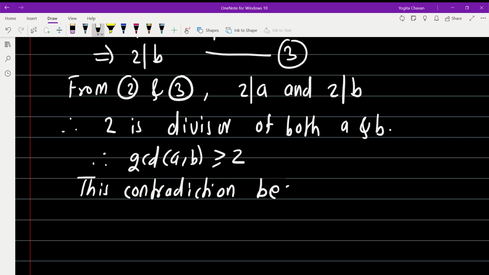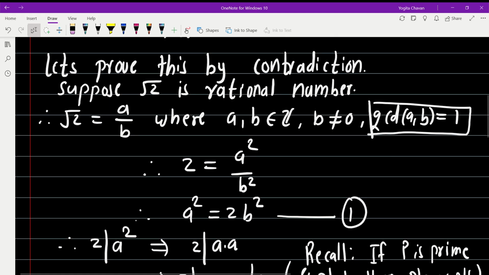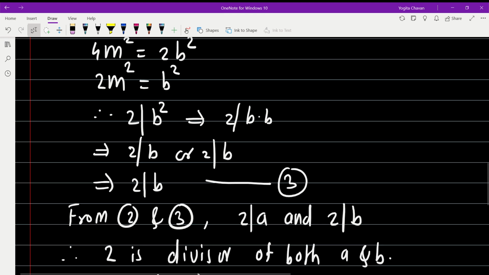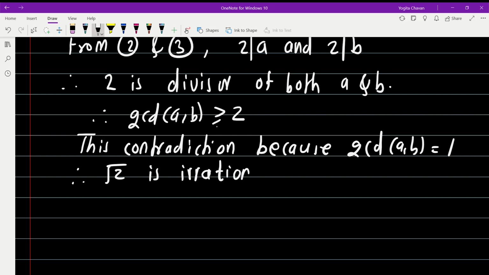This is a contradiction because GCD of a and b is equal to 1. Here GCD of a and b is equal to 1, and after some work what we get is GCD of a and b is greater than or equal to 2. So therefore root 2 is an irrational number.